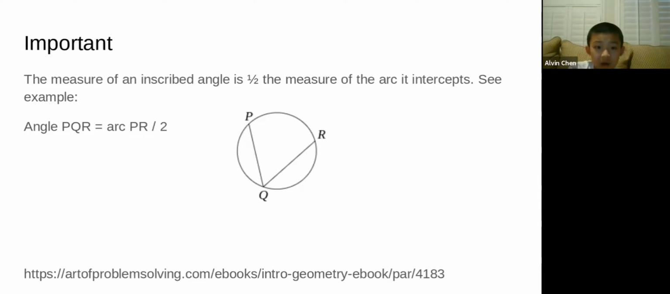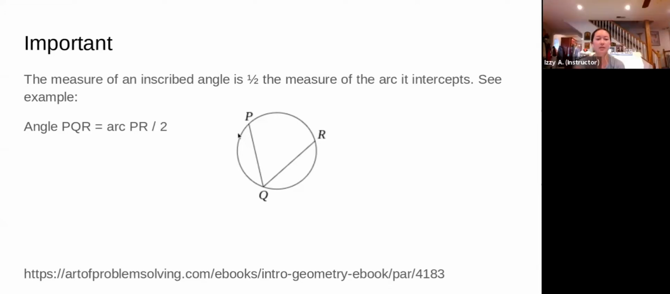What it means by arc PR is that if we have this circle, and the circle center is O, it's like POR, not the length of PR. I think it would make sense if we went over the next problem example.